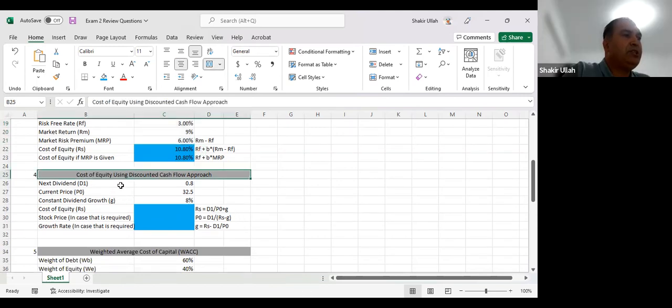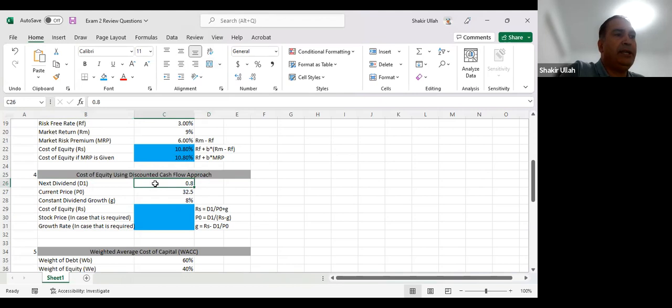Okay, now the next question is to calculate the cost of equity using the discounted cash flow approach. You may be given a problem where it says that the next dividend of the company is, in this particular case, $0.8 or 80 cents. The current price of the stock, which we call P0, is 32.5, for example. And the constant dividend growth is 8%. This information is given to you, and they ask you to calculate RS, or the cost of equity, using this formula.